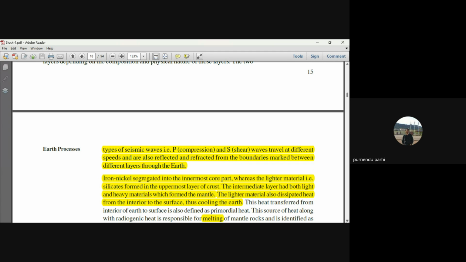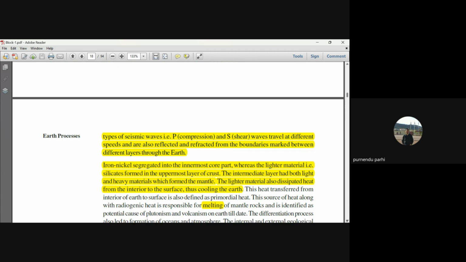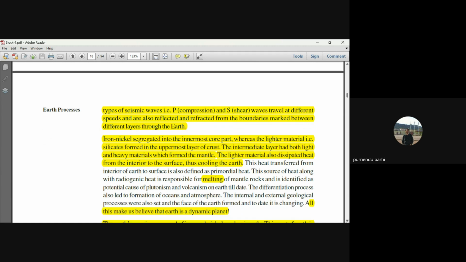Initially, it was a hot body, and later on, it got cooled with time. This heat transfer from the interior of earth to the surface is also defined as primordial heat. This source of heat, along with radiogenic heat, is responsible for melting of mantle rocks, and it is identified as the potential cause of plutonism and volcanism on earth to date. The differentiation process also led to the formation of ocean and atmosphere.